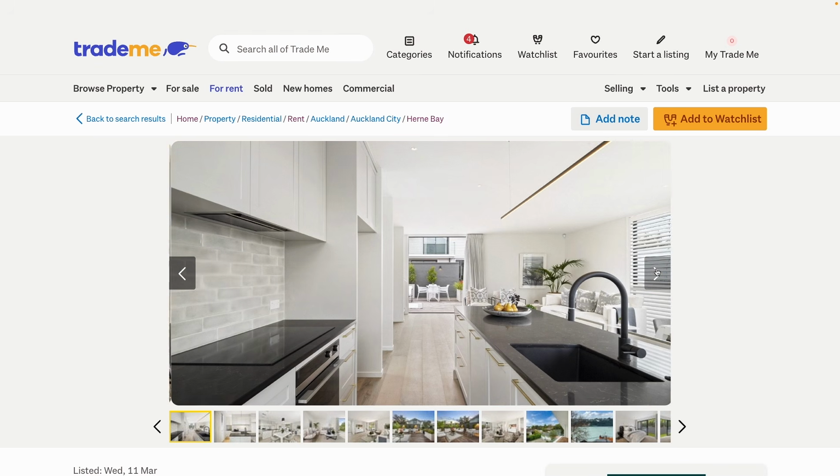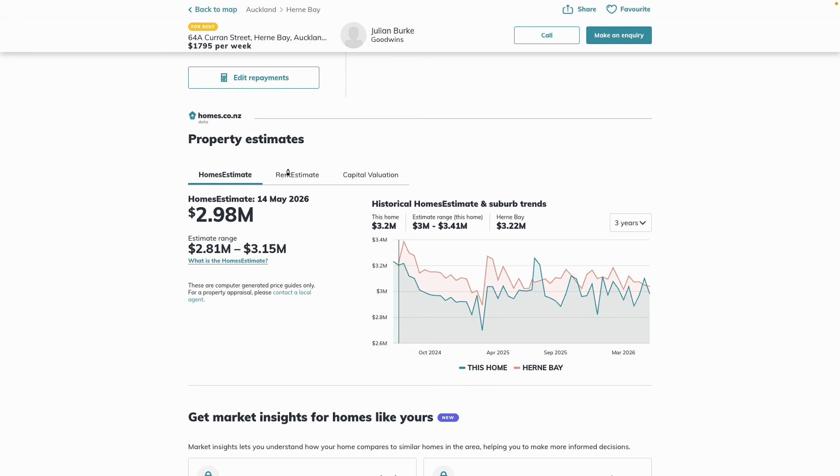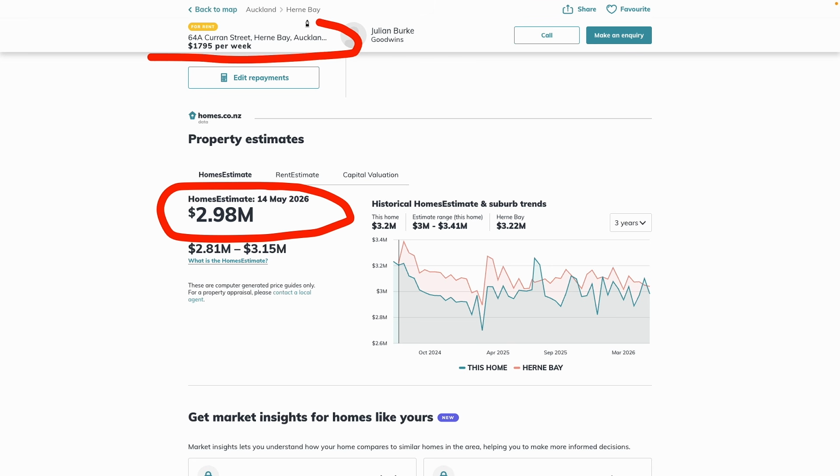I mean, here is a Herne Bay property that is currently online for about $1,800 a week. Now, let's check what that property's actually worth. Well, Homes estimates that's worth about $3 million. So no, you can't use that map and think that you're going to be able to get a $3 million property in Herne Bay and rent it out for $700 a week. It'd actually cost you around $1,800 to rent. And the gross yield for this property is around 3.1%, but that doesn't mean it's a good rental return just because it's higher than the average for that suburb, because as we've seen, a 3-ish% gross yield is still a pretty rubbish rental return.